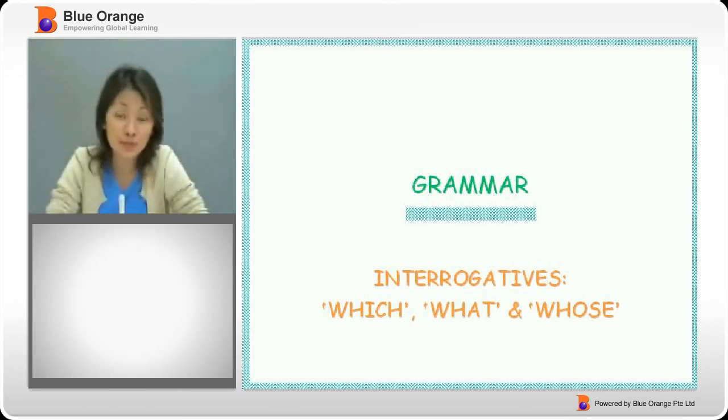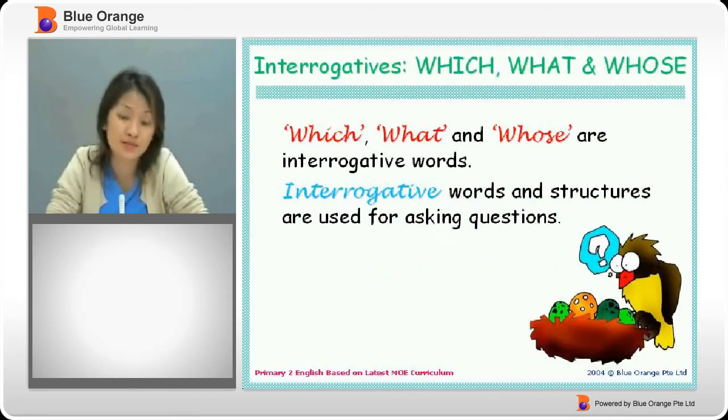Let's now move on to grammar. We are going to look at the grammar item called interrogatives. In this item, we are looking at three specific interrogatives known as which, what, and whose. Now, like I said earlier on, these are called interrogative words.